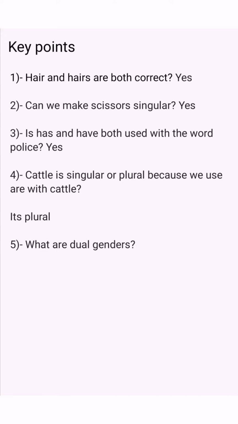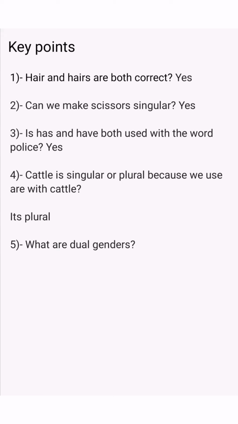So guys, we have already discussed the parts of speech. And today we are going to start with noun and its types. Not only this, but we will definitely go for some key points which are really important from the exam point of view. So before starting the video, we will have a look at our key points.